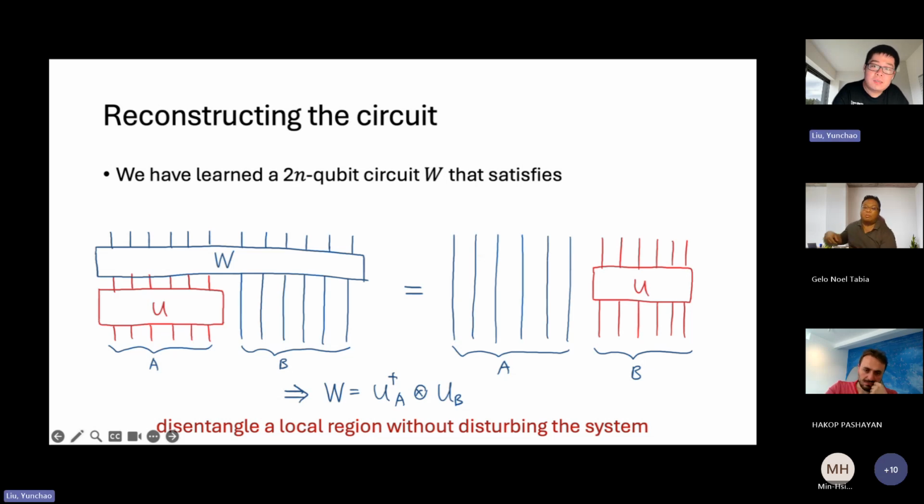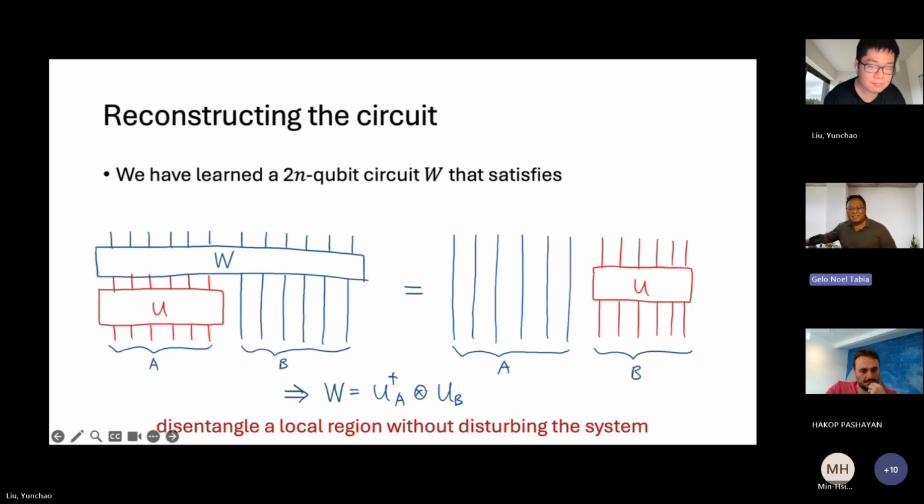So to summarize the key idea, it's really about trying to disentangle a local region without disturbing the system, which allows us to repeat for every qubit. Okay, any questions so far?